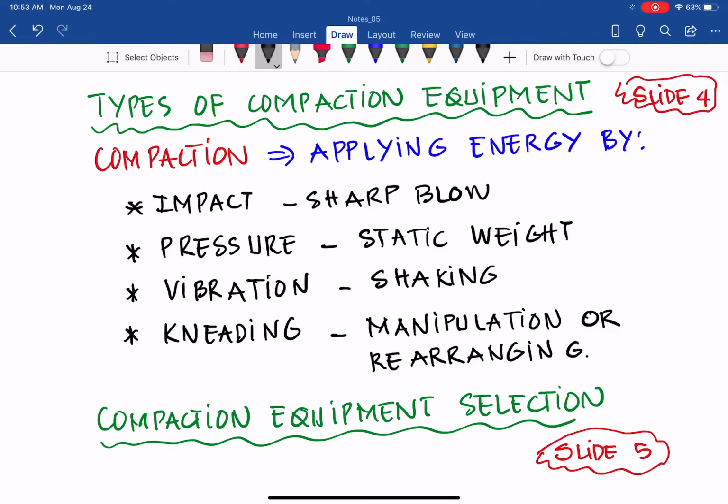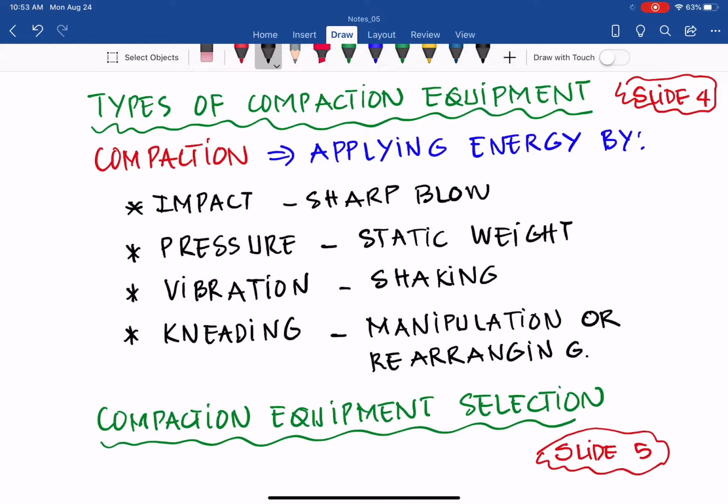In the first lesson videos of this class, we discussed, among other things, the type of compaction equipment. To do compaction, we apply energy, and there are four ways to apply the energy. First, impact, the sharp blow to the lift thickness. Or we use pressure, basically the static weight of the equipment, such as a roller. Or vibrations with the equipment, so that the solid part of the soil occupies the void and the air.